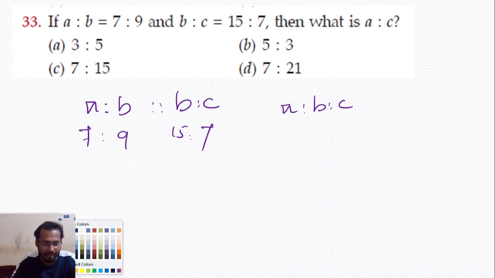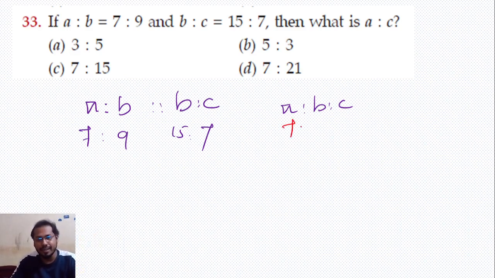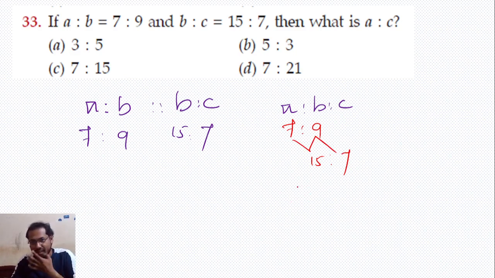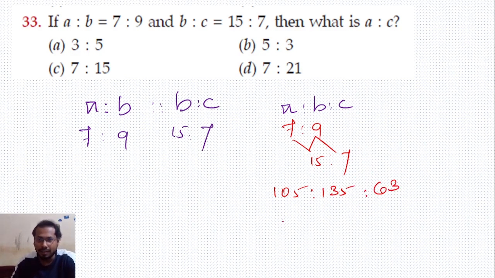Okay, so how to convert this? A is to B is 7 is to 9, B is to C is 15 is to 7. Just take zigzag multiplication, right? So 70 plus 35, 105, and 9 into 15, 9 tens are 90 plus 45, so 135, and 9 into 7, 63. Correct. Okay, I think what they want, A is to C. Yeah, so this is A, this is B, and this is C.